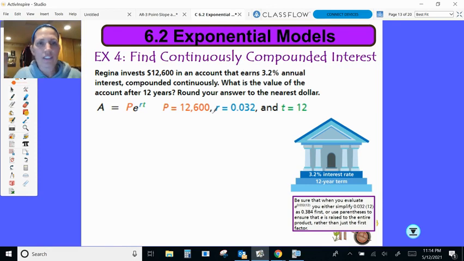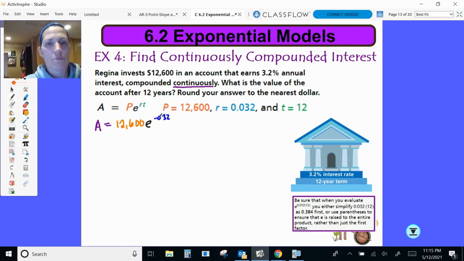So Regina invests $12,600 in an account that earns 3.2% annual interest, compounded continuously. Anytime you see the word continuously, compounded continuously, we're going to use our PERT formula. What is the value of the account after 12 years? So my amount in my account is going to be equal to my principal, 12,600, times the number e to the rate, 0.032, times my time, 12. And again, I should see that written out in your homework before you calculate it.